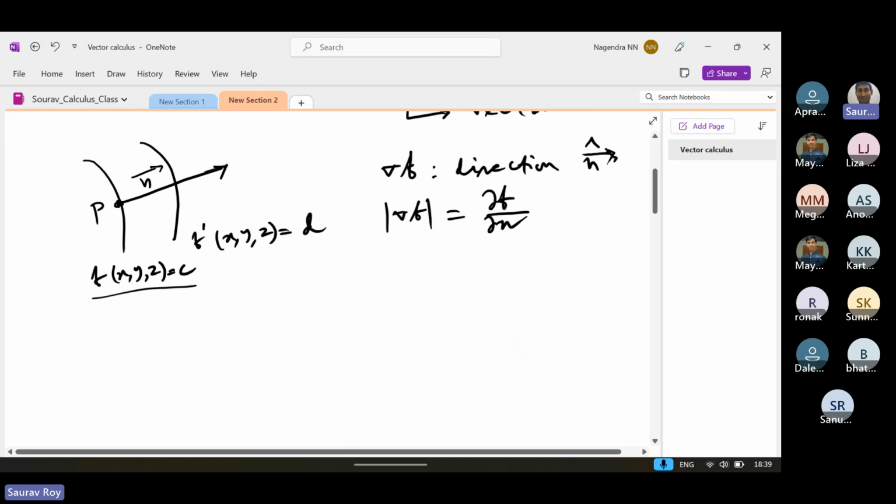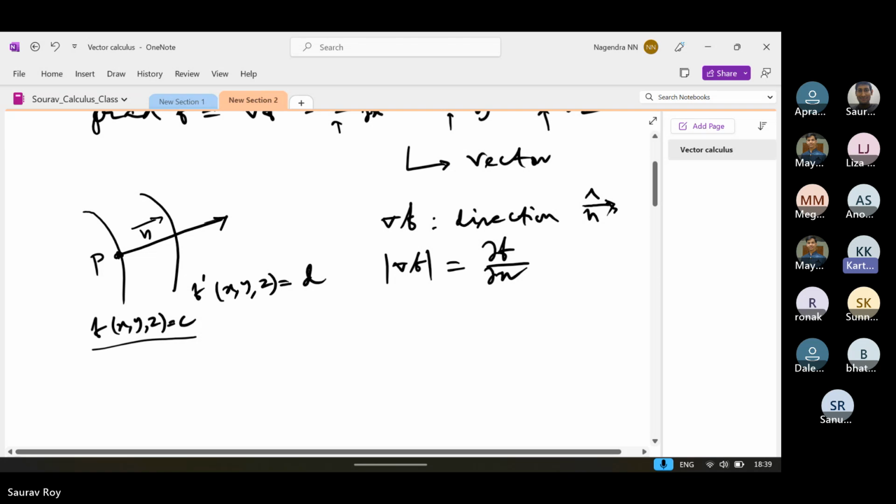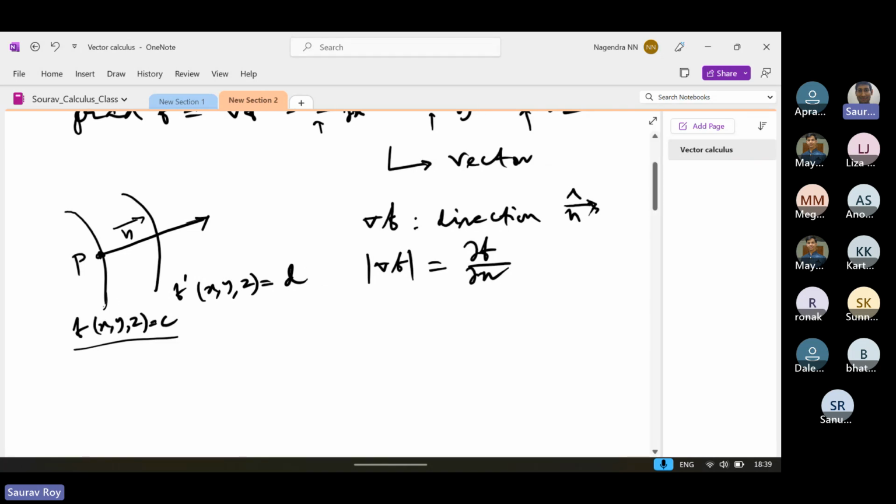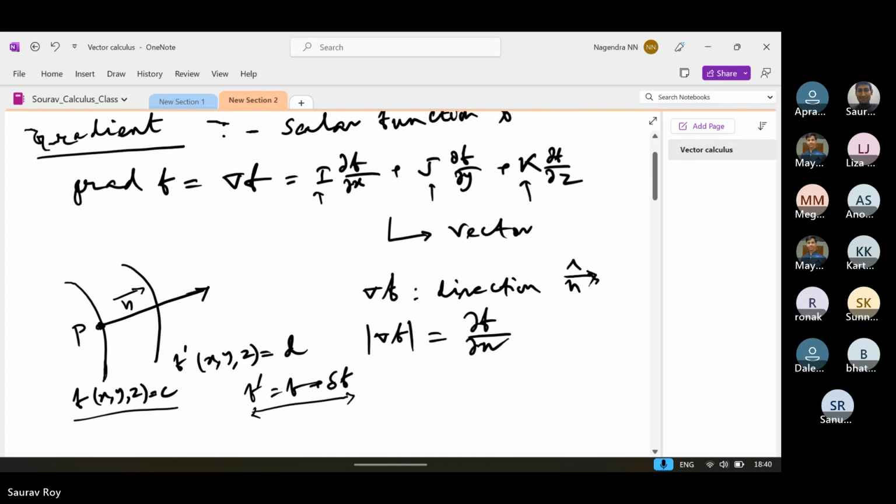Anybody having any question? Here you are saying f of xyz is c, and f dash of xyz is d. What do you want to say there? This f is a function that can be geometrically drawn as f of x, y, z equals c, a surface. And f dash of x, y, z equals d is another surface. This f dash can be written as f plus dou f, a small change of f. Between these two surfaces, at point P, you want to calculate the gradient of f. This is the geometrical interpretation of the gradient f.